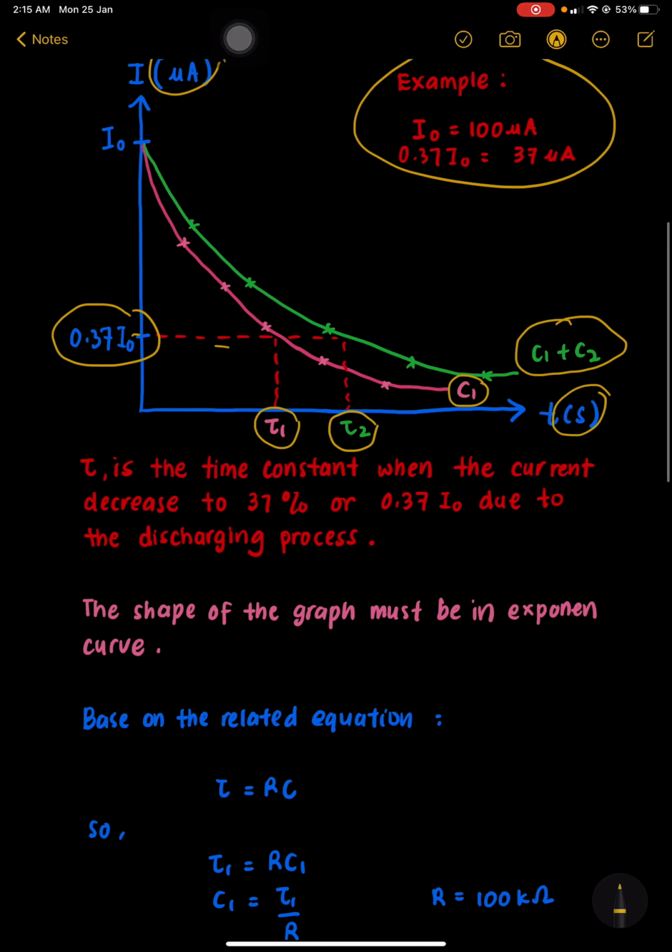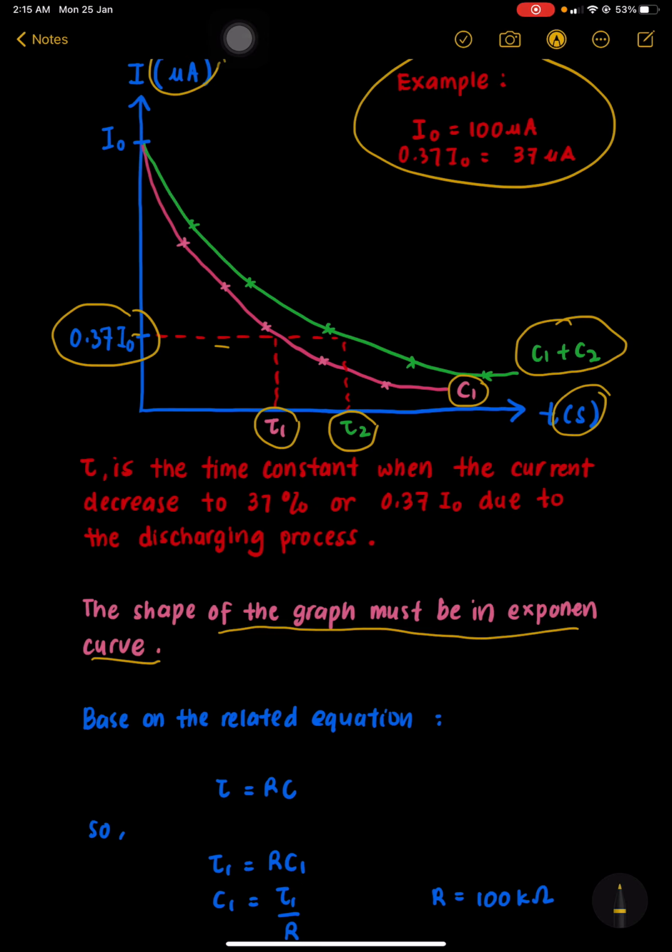The shape of the graph must be an exponential curve. Make sure you draw the graph with a smooth hand. It does not necessarily pass through every point, as long as you get a smooth curve, it is okay.